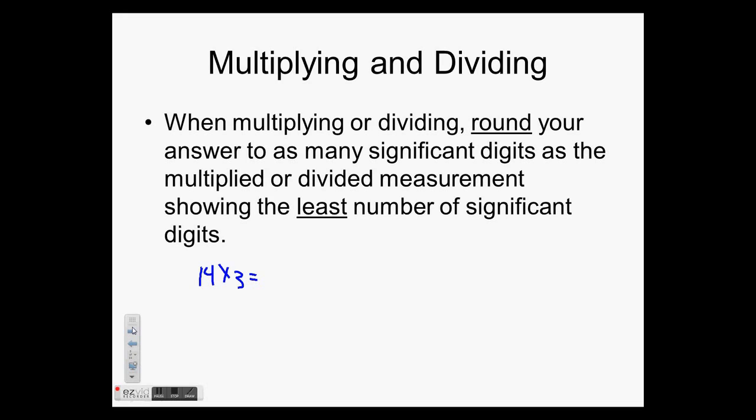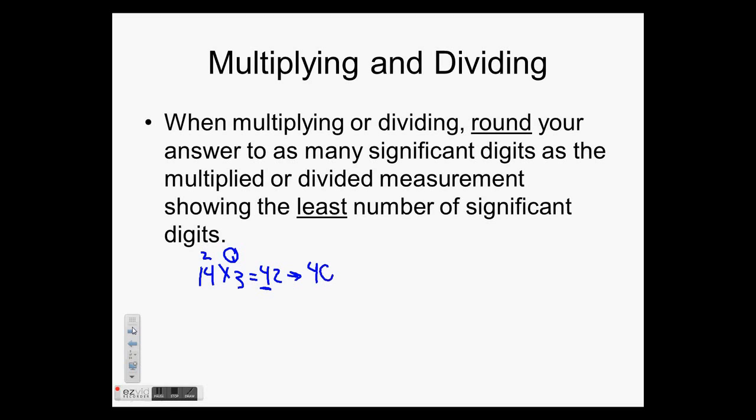Okay, let's just do some examples so you can see it. 14 times 3. That equals 42. Now what we need to do is look back at the problem. Count the significant digits. 14 has 2, 3 has 1, so my answer is allowed to have only 1. So what I need to do is round 42 so it has 1 significant digit.